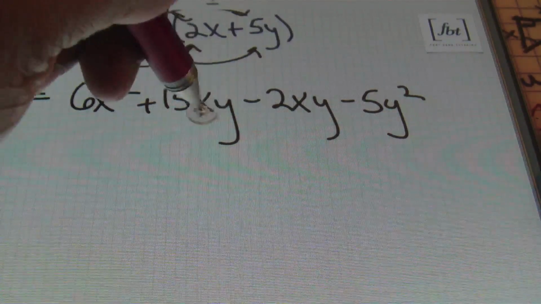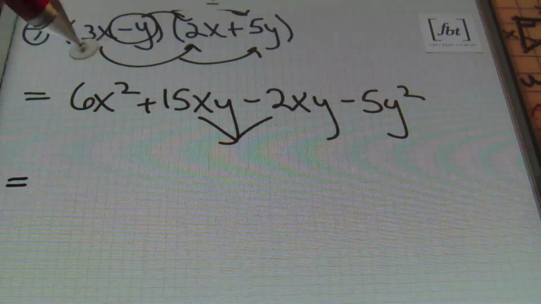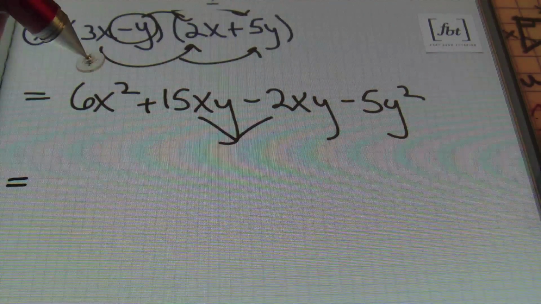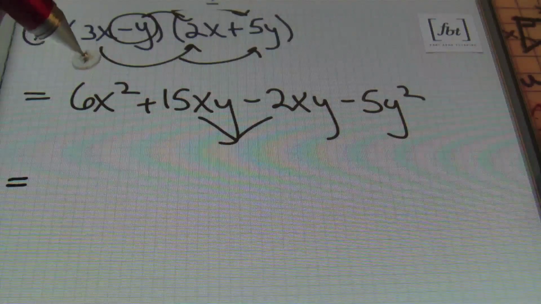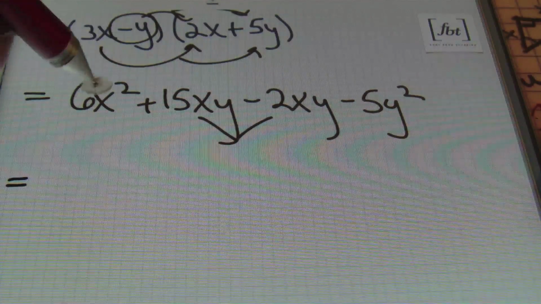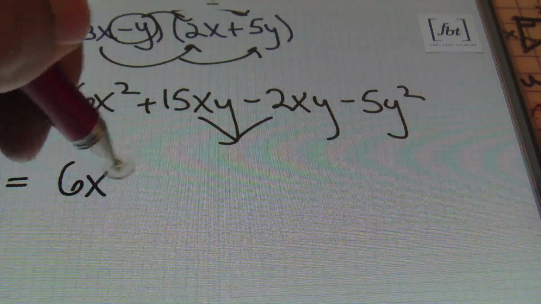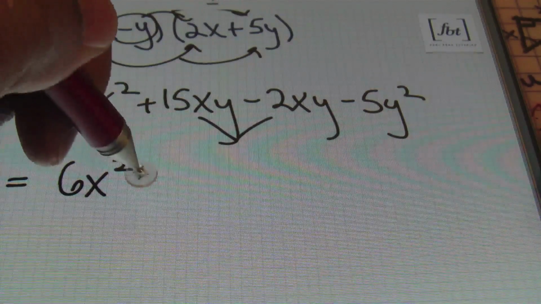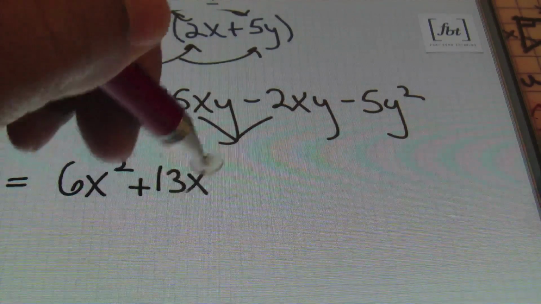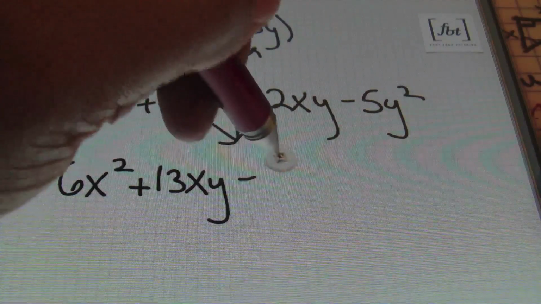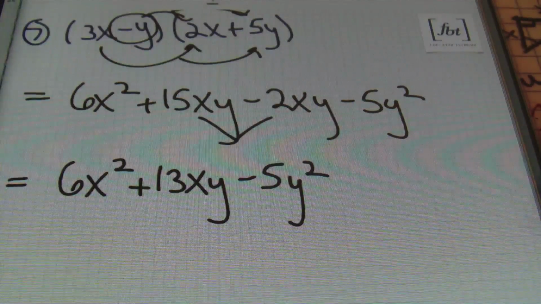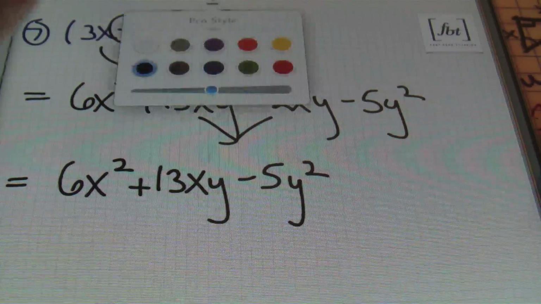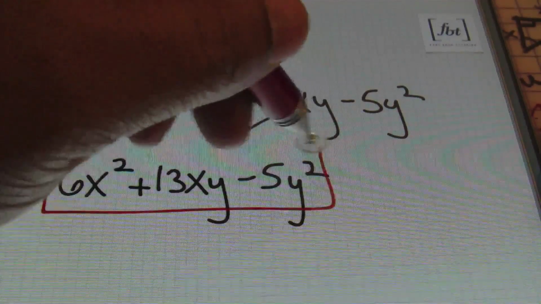All right, so next I'm going to combine my middle terms, and I'm going to write my answer in descending order of x, meaning I'm starting with the term that has the highest exponent on my x variable, and that'll be the first term. So this is going to be the 6x squared, then combining the 15xy minus 2xy, I end up with a positive 13xy, and then I'll be bringing down that negative 5y squared. Okay, and that's going to be the answer there. That's it. Done and done.